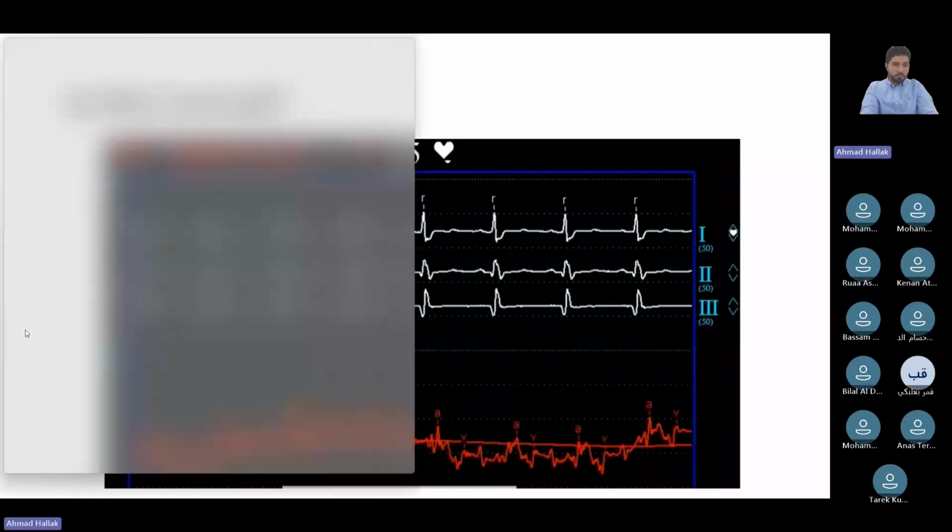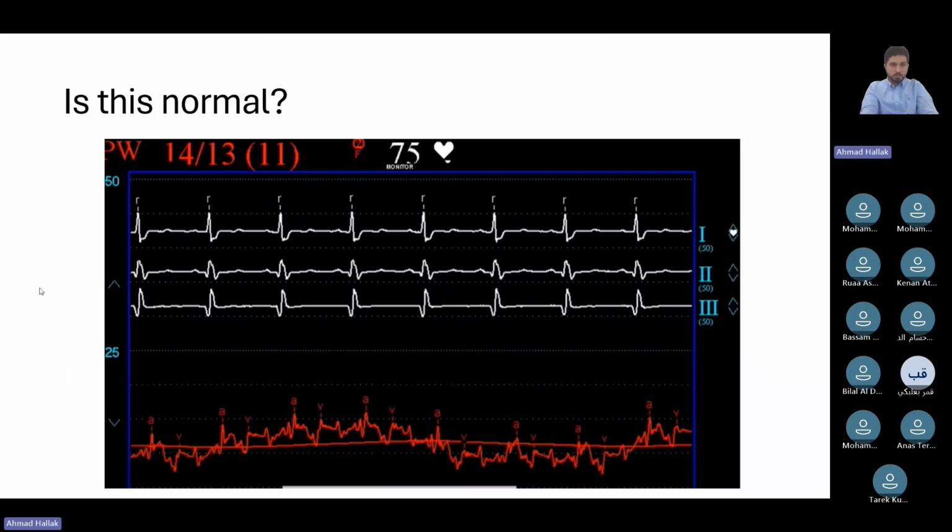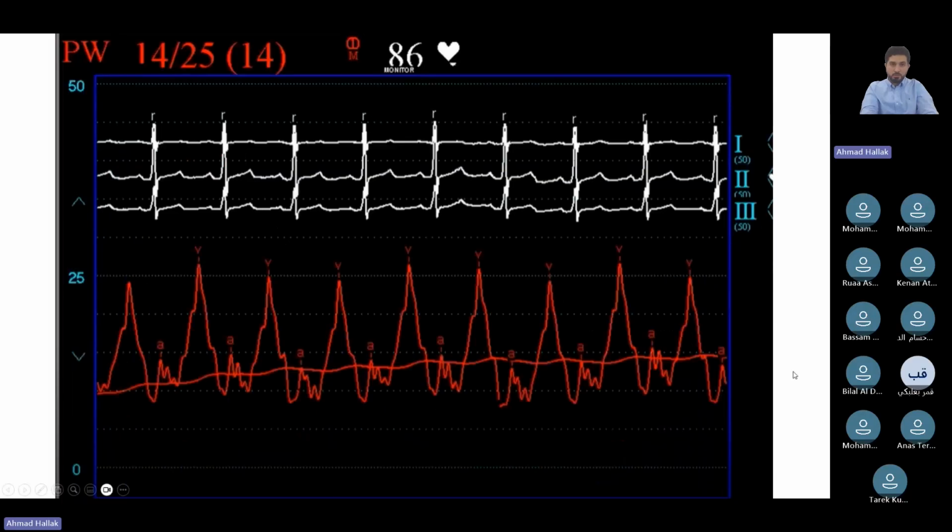So what about this tracing? This is a pulmonary artery wedge pressure tracing, and we can notice a couple of things. You see that it's going up and down. We don't have the respirometer here, but we notice that it's going up and down, so this is the respirophasic variation. The wedge pressure is 11, so this is a normal PA wedge pressure. There's no significant increase in the V wave. The A wave looks pretty normal, as opposed to this.